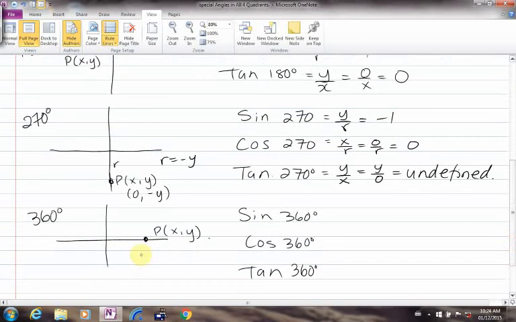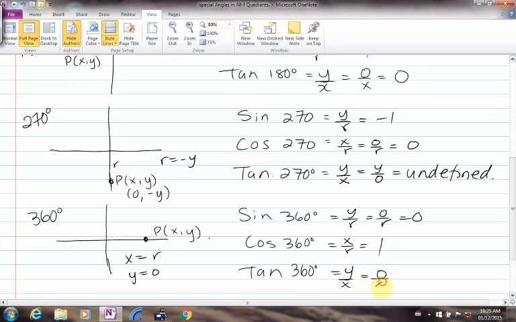Now for 360 degrees, here x is equal to r, y is equal to 0. So the sine, y over r, is 0 over r, which is 0. Cosine is x over r, and they're equal to each other, so it's just 1. And tangent, which is y over x, is 0 over x, so it's also 0. Right? Because you can take 0 and divide it by any number. You just can't take any number and divide it by 0. So it's only undefined when x is equal to 0, because x is in the denominator of the tangent.